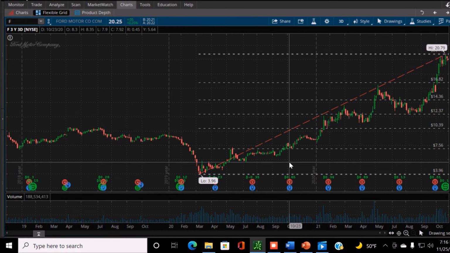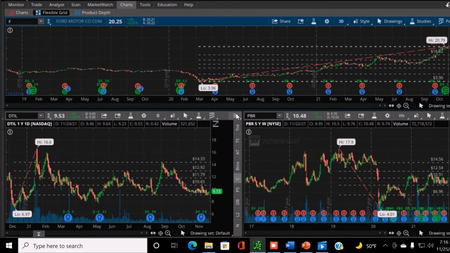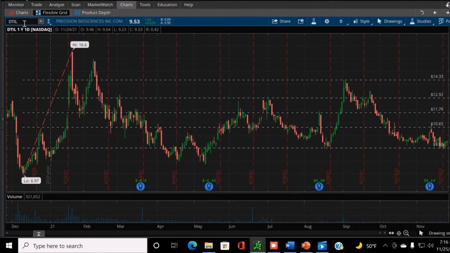This one was just to show you how it followed it, but let's go to some examples of how to use it in trading maybe. This one should be, I don't even know what this company is. Precision Biosciences Incorporated Com. And is this present? Yeah, this is the 1 year, 1 day chart. And this is actually present time.